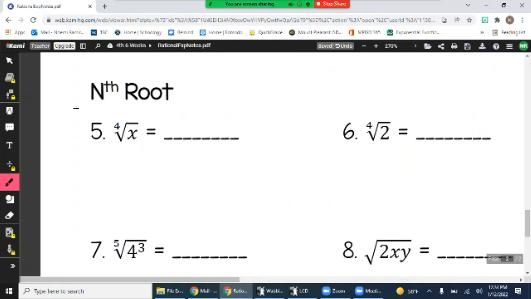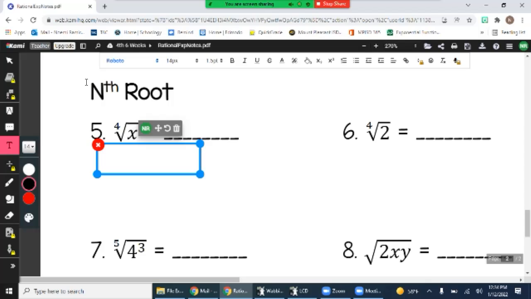Let's look at number 5. You're not always gonna see a number. If you don't see a number, it's a 2. You could see a 3 that has a specific name, cubed, but then you could also see 4, 5, 6, or 7. If it's 4, it's pronounced as the 4th root of x. So we're actually just going to write it for this one. That way you know how to pronounce it.